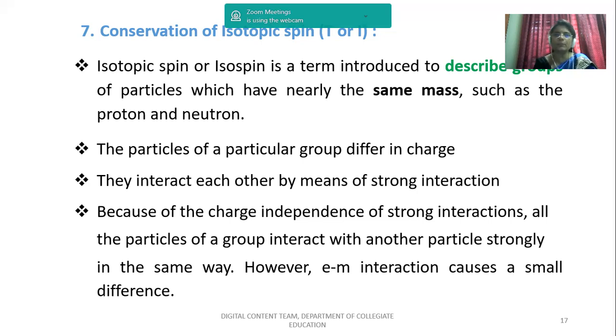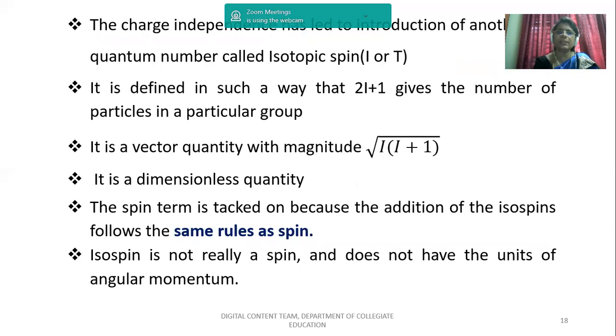That is the beauty of this particular conservation of isotopic spin, or the concept of isotopic spin here. And here we consider that the charge independence has led to the introduction of another quantum number called isotopic spin. So this concept of charge independence, which is applicable strictly to all strong interactions or strong nuclear reactions, is understood by introducing another quantum number called isotopic spin, or isospin, which is represented by capital I or capital T.